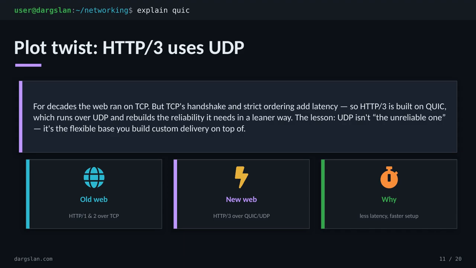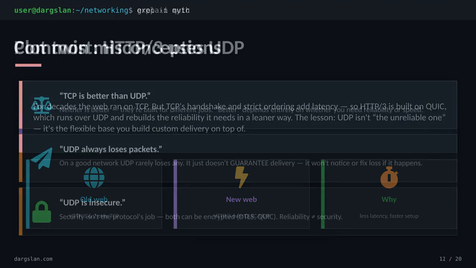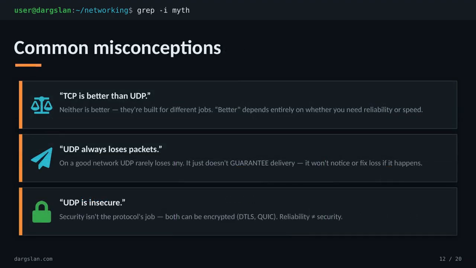The takeaway: UDP isn't the unreliable one. It's the flexible base you build custom delivery on top of. And that's a perfect moment to clear up some myths that keep circulating. TCP isn't better than UDP. They're solving different problems, so better depends entirely on the job.